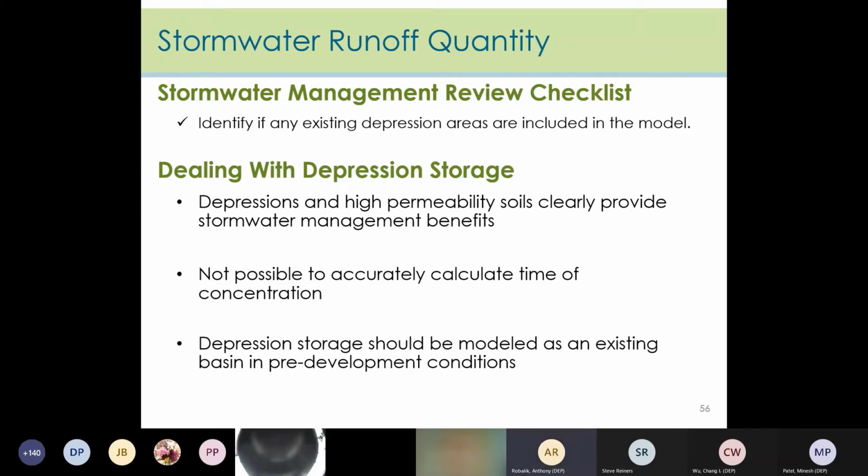So one situation that we often do not see correctly addressed is depression storage. The reviewer should identify if any depression storage areas exist on site and that they are included in the model. Depressions can provide stormwater management benefits and should be protected if possible. One problem that arises from ignoring depression storage in the pre-development condition is that it is not possible to accurately calculate time of concentration. The reviewer must make sure that the depression storage is being modeled as an existing basin in existing conditions.